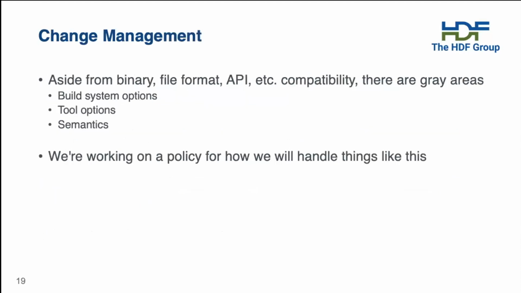Another thing is that aside from things like binary compatibility, file format compatibility, and API compatibility, there are some gray areas that we've never really had a good way of addressing. Things like the build system options, tool options, the semantics of certain API calls. There are times where we want to change these things, and it's hard for us to know how to communicate with our users. I don't want to make a change and then have everybody scream at me that this was an unwise change. So we're working on a policy for how to handle these things. I've already kind of baited it out in HDF4.